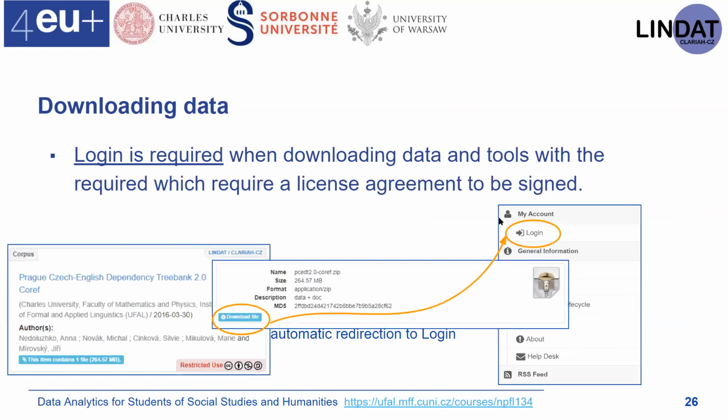Very comfortable way. However, there are some data sets that require a license agreement to be signed. And in such a situation, you have to log in. So for example, this data set, Prague Czech English Dependency Treebank, CoreF, has a restricted use. And you can see that the item contains one file. When you push this button to download the file, you are immediately redirected to a login page.